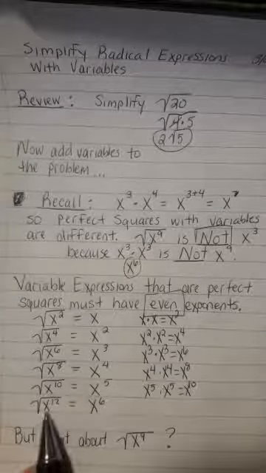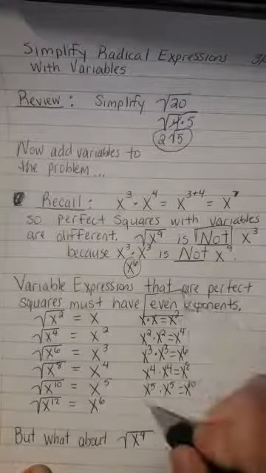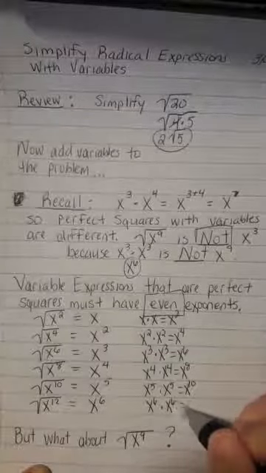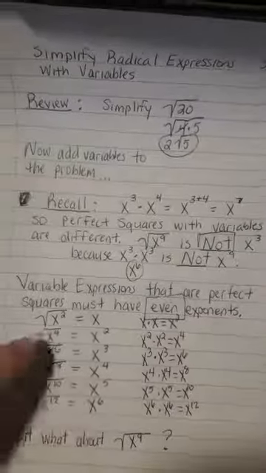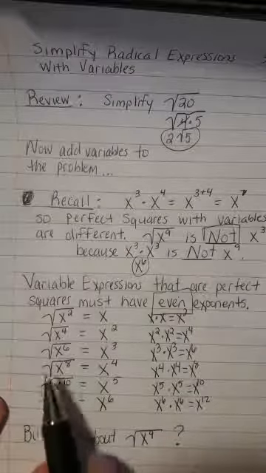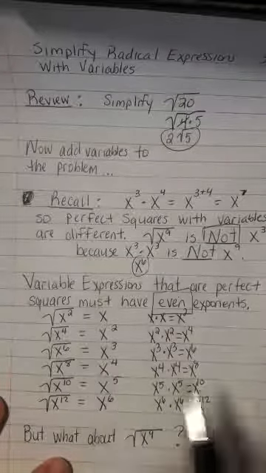And then the square root of x to the 12th is x to the 6th, because x to the 6th times x to the 6th is x to the 12th. So anytime you're taking the square root of an expression that has a variable raised to a power, you just half the exponents to get your answer.